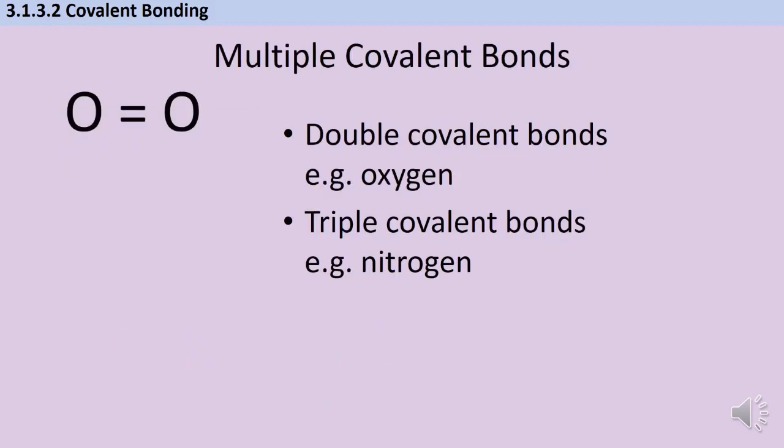So at GCSE you would also have met the idea of multiple covalent bonds, specifically oxygen with a double covalent bond and nitrogen with a triple covalent bond. And if we want to show this using the line format, then we do an equal sign for a double bond and then three horizontal lines to represent a triple bond, as you see in nitrogen.